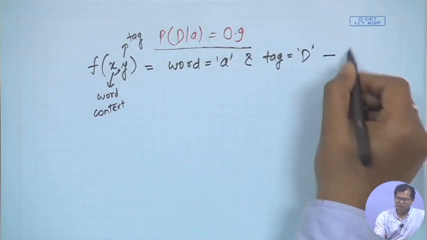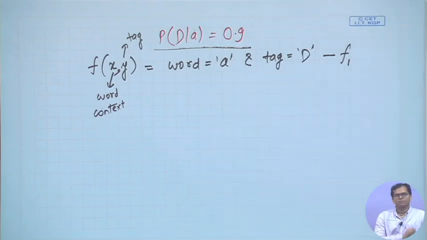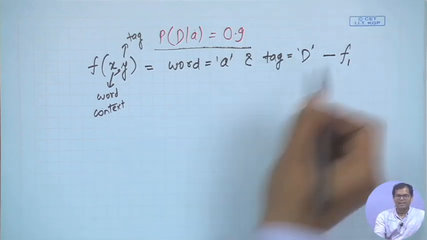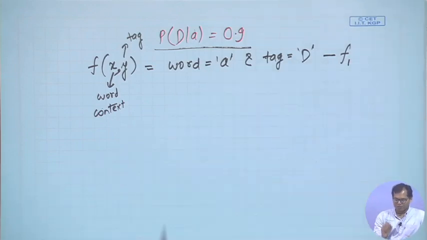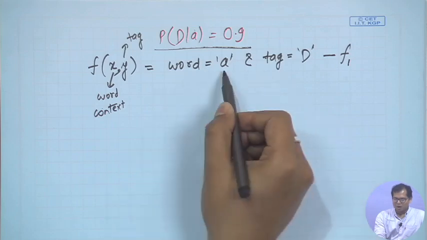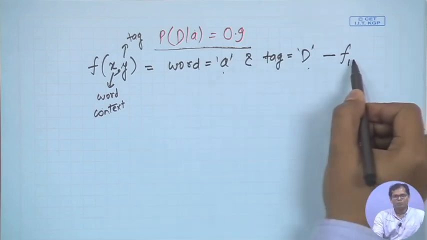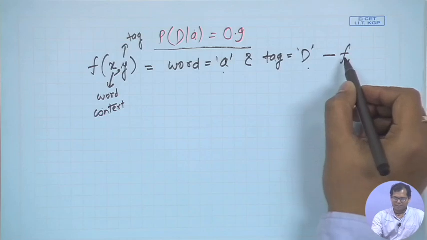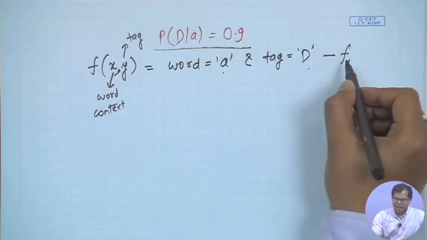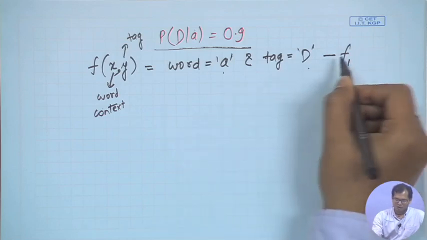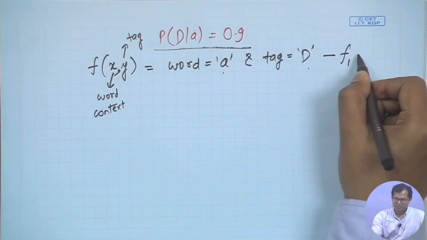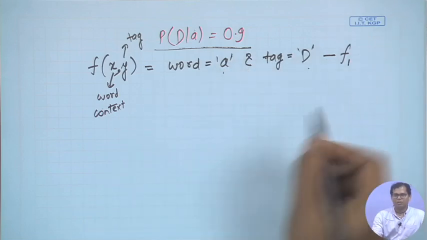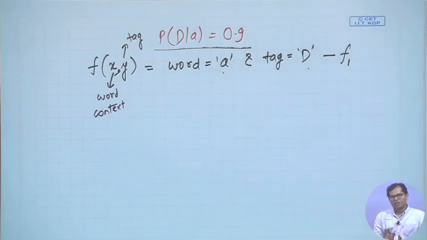Okay. And this you can call as your F1. Word is A and tag is D. So this is a binary feature. So whenever you will see word as A and tag as D, you will put it as 1. So to make it explicit, you can say F1 is equal to 1 if this happens, is equal to 0 if this does not happen. Okay, I am not writing it in this paper.